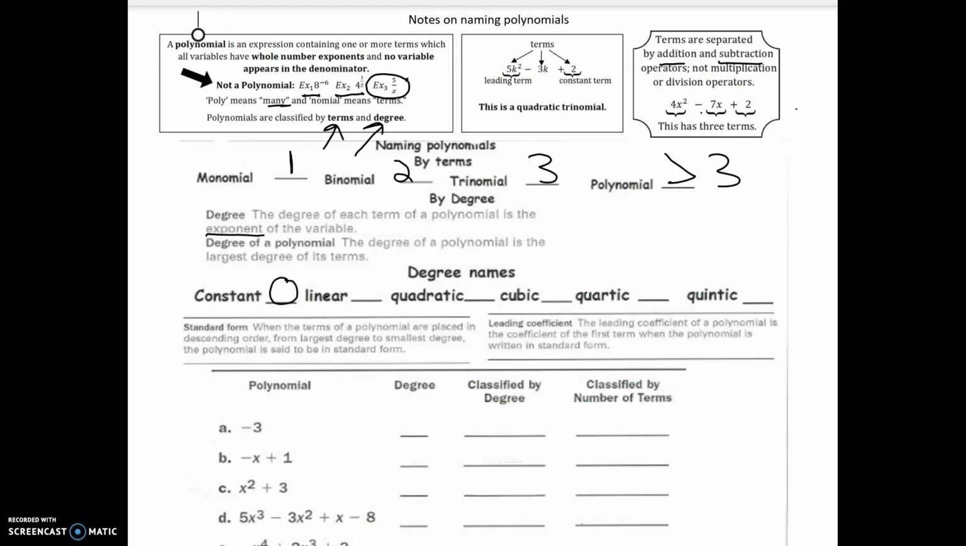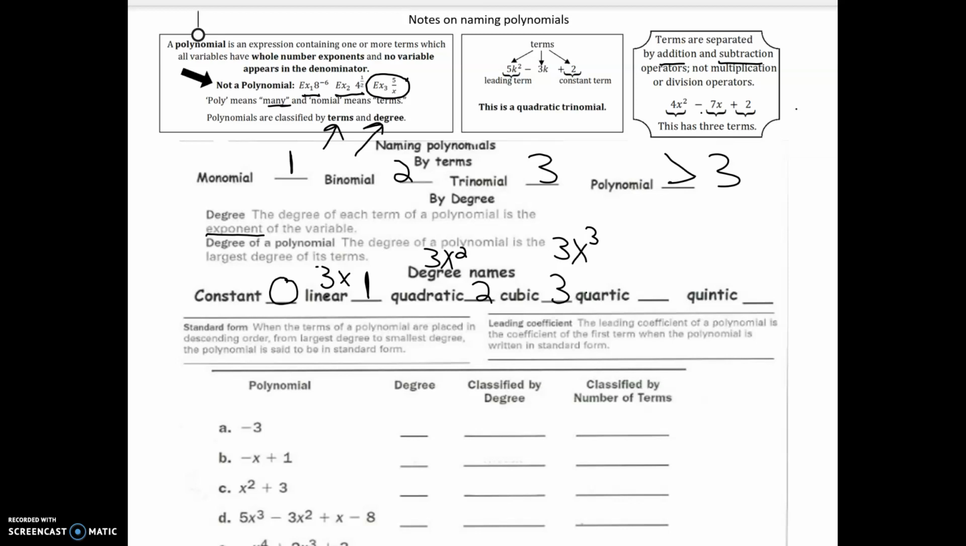Linear would indicate that you have one exponent. So for instance, something like 3x. Quadratic would mean that your exponent is 2. So for instance, 3x squared. Cubic would mean your exponent is 3. So an example would be like 3x to the 3rd power, or cubed. I'm sure you've heard that word before.